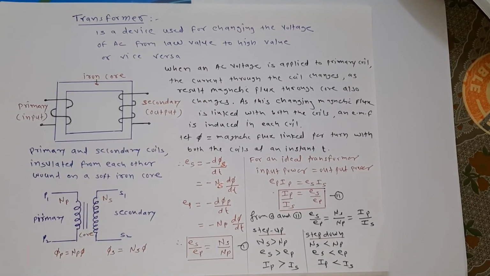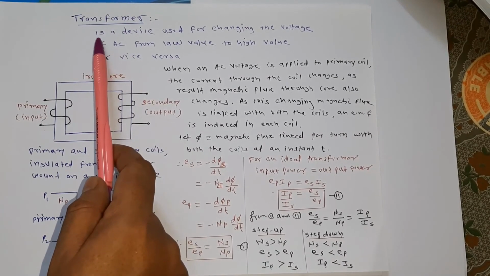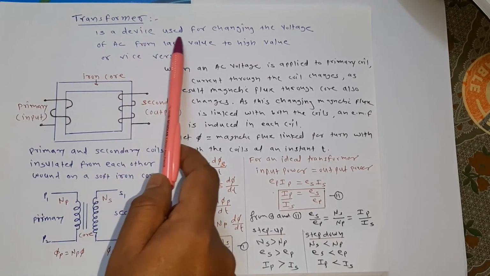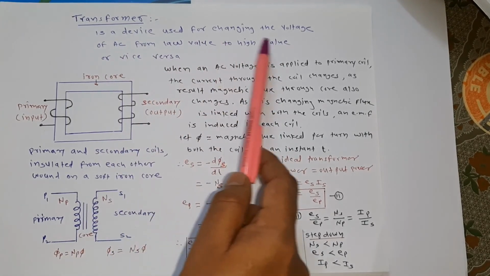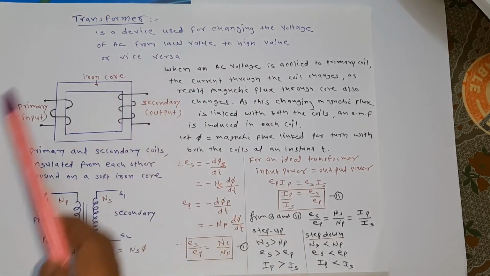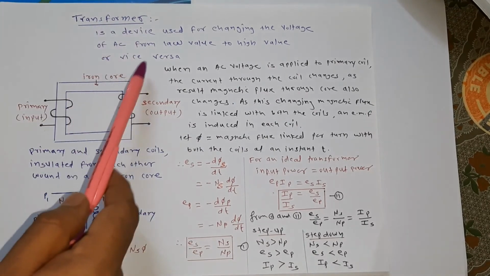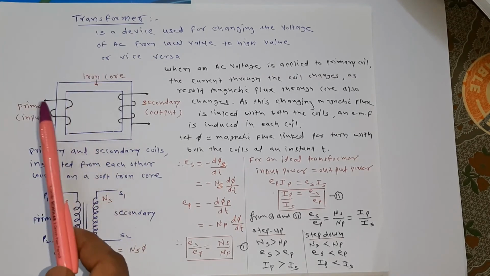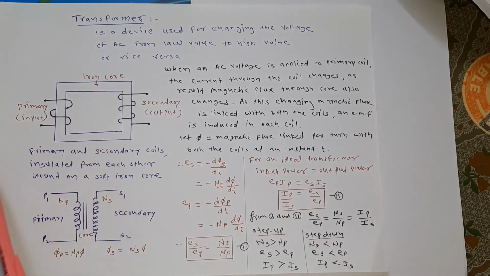Next part, transformer. First see the meaning. Transformer is a device used for changing the voltage of AC from low value to high value or vice versa. Remember students, at our power station, that means where power is generated, we are generating AC voltage because AC voltage is economical as well as cost effective.